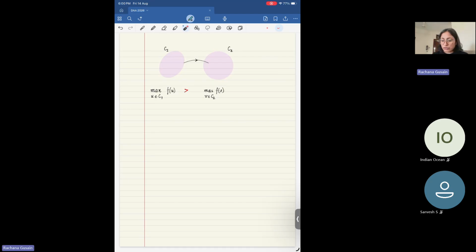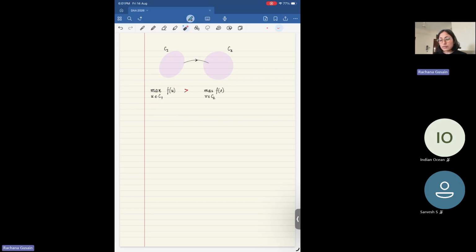Okay, so if I pick a vertex U from C1, I'm going to get a single DFS tree which will have all the vertices of C1 and C2. And since U is going to be my root node, it will have the largest finishing time, right? And that is coming from C1.